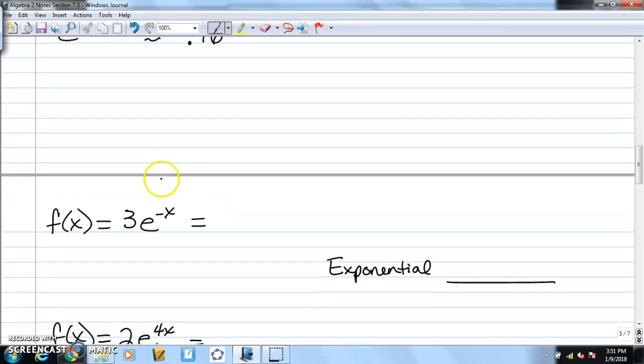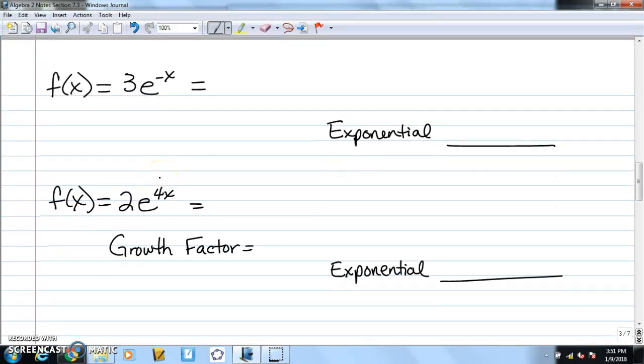Okay. So here, thinking about these graphs now. Now remember, these are exponential functions. e is a number. It's 2.718. So I have 3 times some number to a power. So it's still an exponential function. Now, when we look at this, this is the same as saying 3 times e to the negative 1 to the x. So really what we have is 3 times 1 over e to the x.